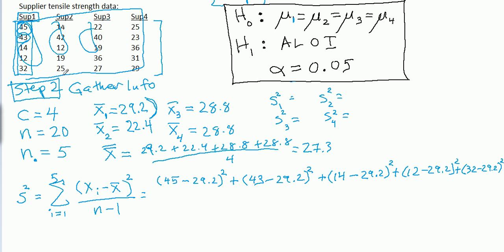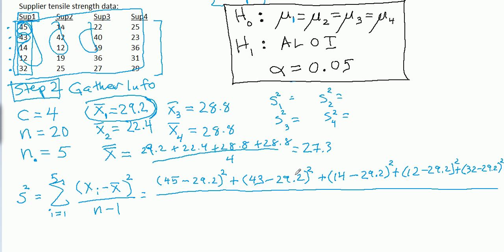So I went through each of these observations. This is only for supplier 1. Notice I used x bar only for supplier 1. Then I divide this whole thing, and I'll leave these individual calculations to you. You're capable of doing this on your own. These should all be positive numbers because you're squaring them.